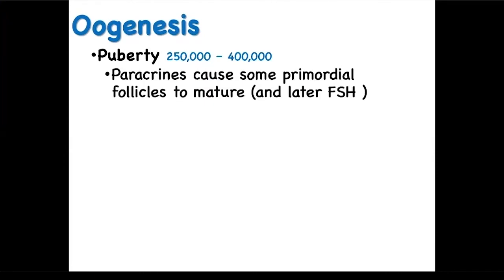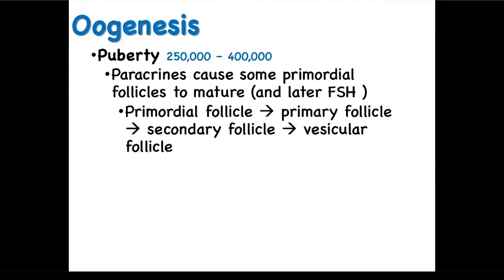At the beginning of puberty, paracrine growth factors will stimulate the primordial cells to begin maturation. Later, the follicular cells will have receptors for FSH and will be able to respond to FSH. Approximately 24 primordial follicles will be selected. These follicles will continue their maturation and become primary follicles.